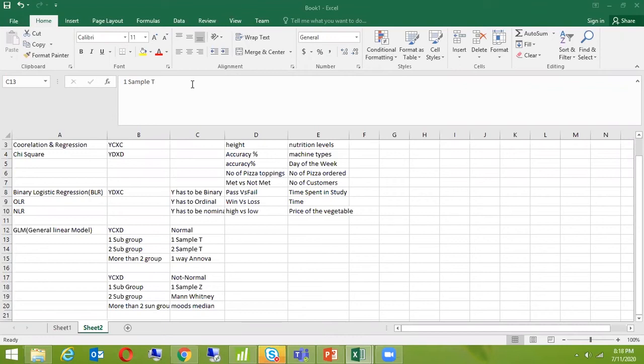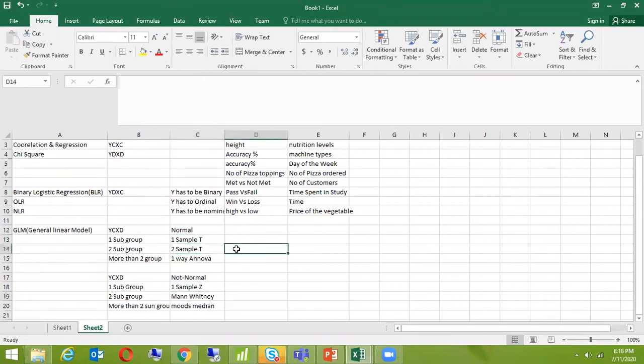So one sample T and one sample Z, these two tests are for baselining. Once we get into Minitab, then I will talk about it. But when you have two subgroups, then in that case, you would go for two sample T. And in case of not normal, we go for Mann-Whitney.